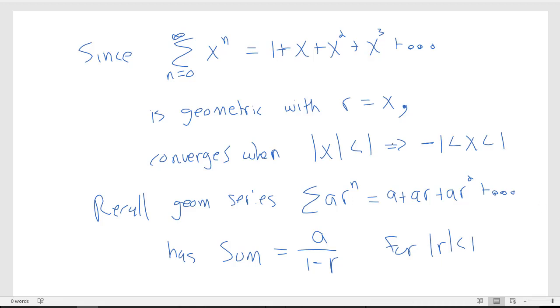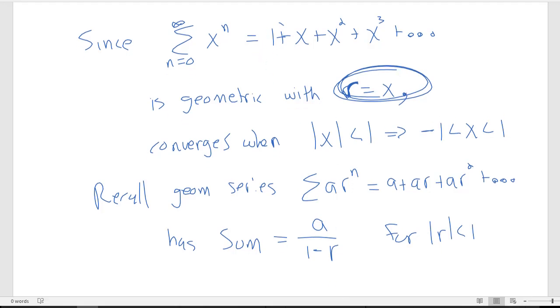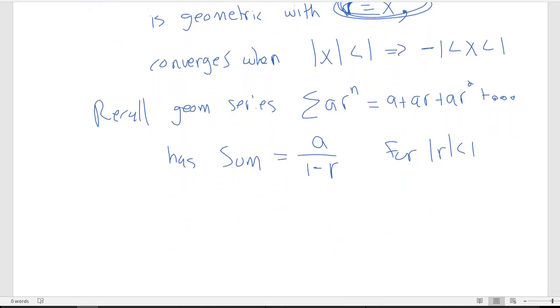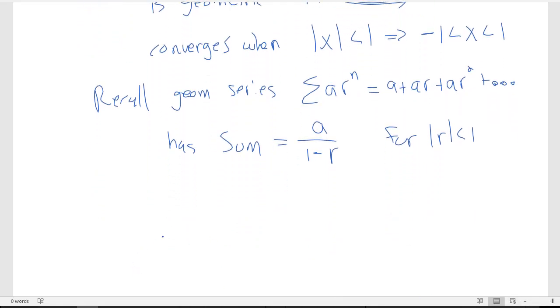So for our example that we're looking at here, this power series, my common ratio is X. Right? That's my common ratio, R. So I'm going to replace R with X down in this expression. And the A in this expression is the first term in that series. So the first term in my power series up here is 1. So my A is 1. My R is X. So for our example, A is 1 and my R is X.